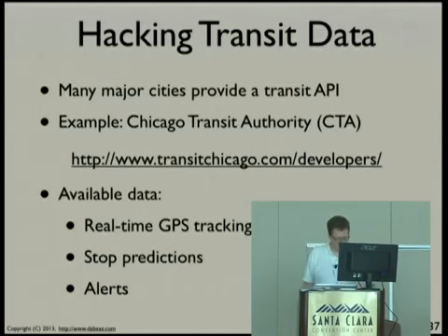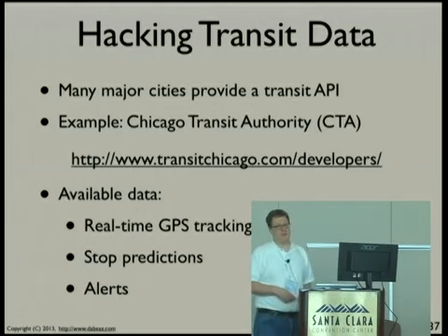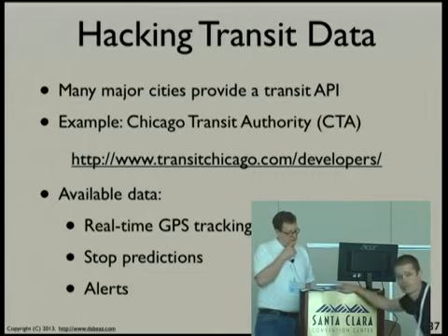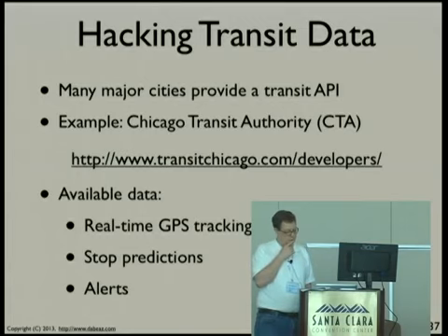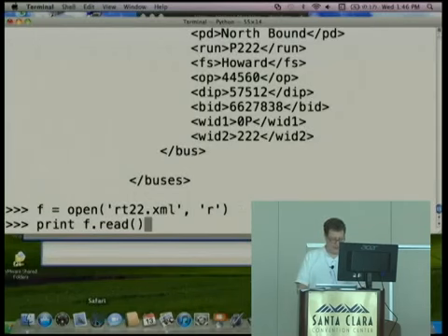Turns out that most cities out there, at least the big ones, are publishing APIs for their transit systems. This includes things like the bus system, subways, trains, that sort of stuff. The thing that we just looked at is basically from the Chicago Transit Authority. They actually have a website for developers. If you go to this website, transitchicago.com developers. Actually, let's go ahead and do that.